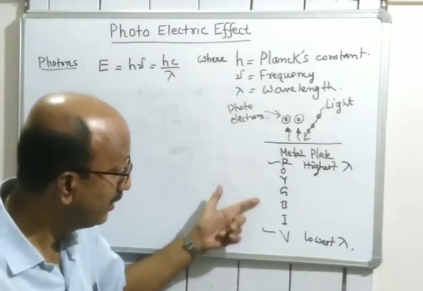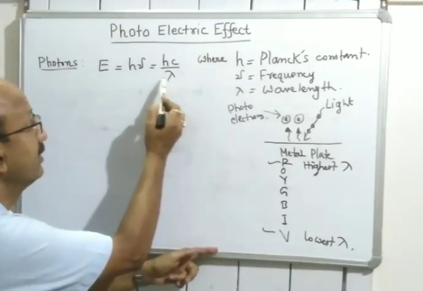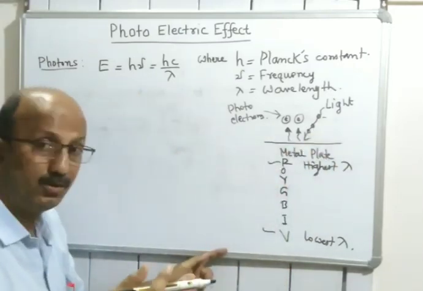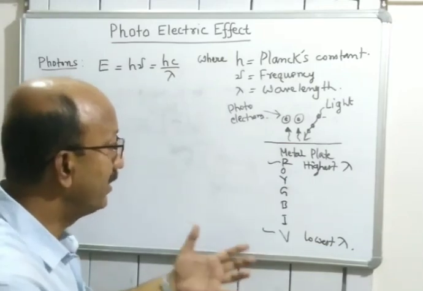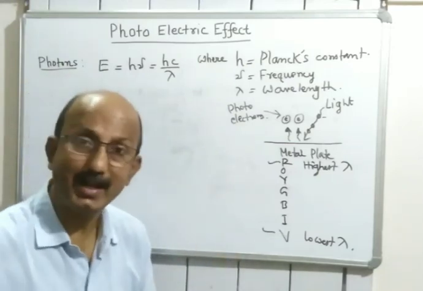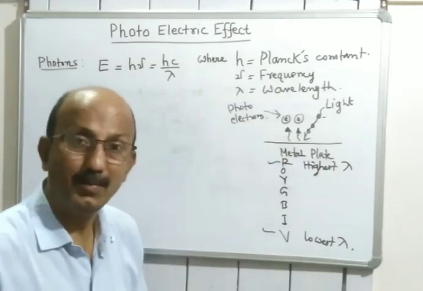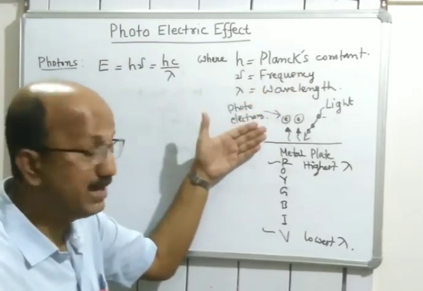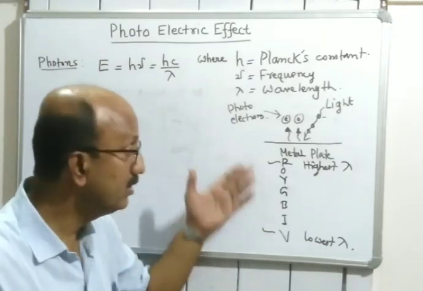And if wavelength decreases, then the energy associated with each photon will also increase. So the simplest way to understand is, if you want to increase the frequency of light, you simply have to change the color of light which is falling on the metal plate. So if someone is changing the color of light falling on the metal plate, he or she is simply changing the frequency of light, as told here.